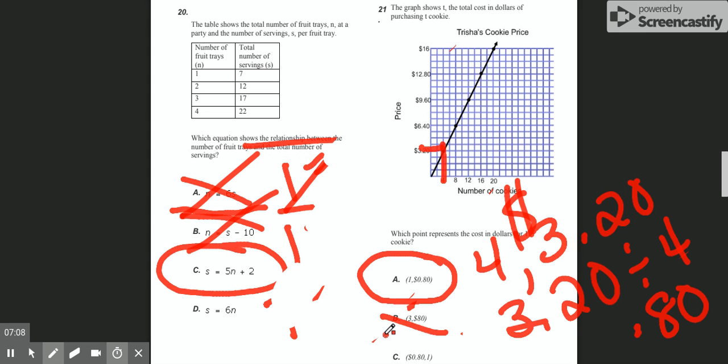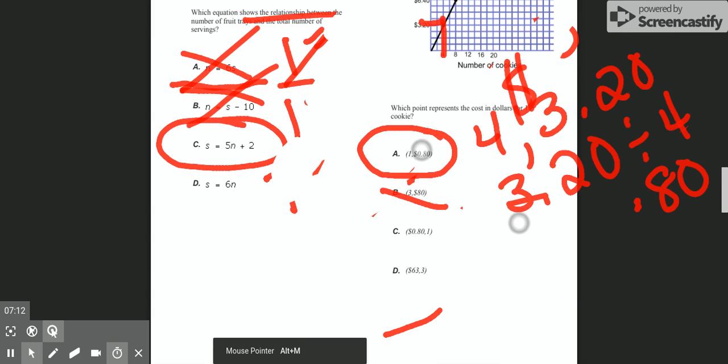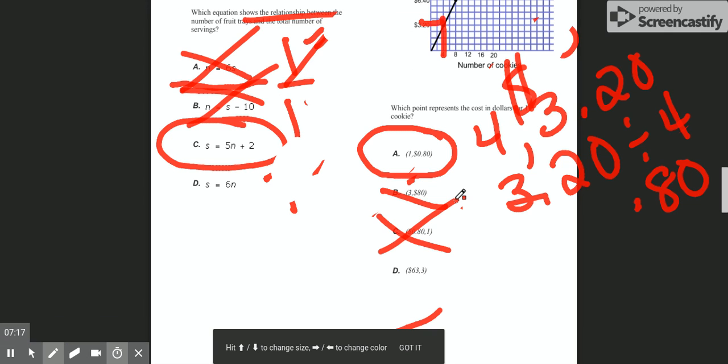3 cookies, nope, not what we wanted. And 80 cents for one cookie, that's not the right order. And this one just doesn't make any sense. So A is the answer for number 21.